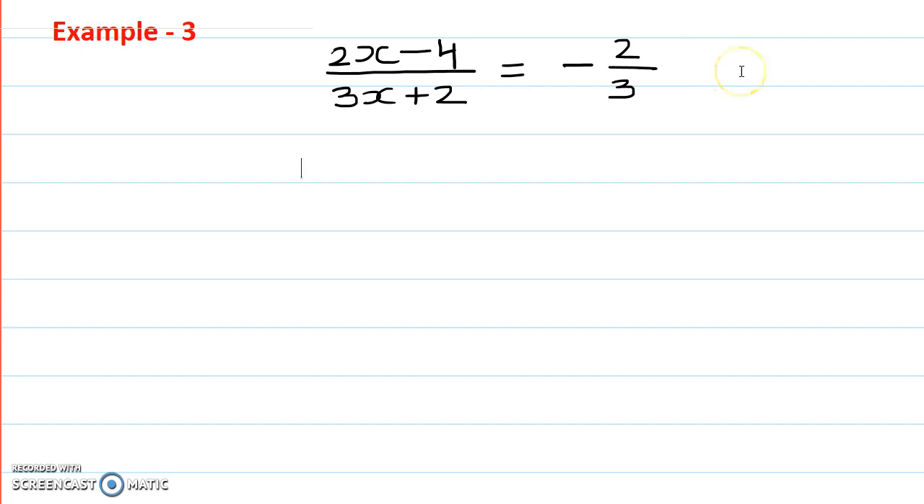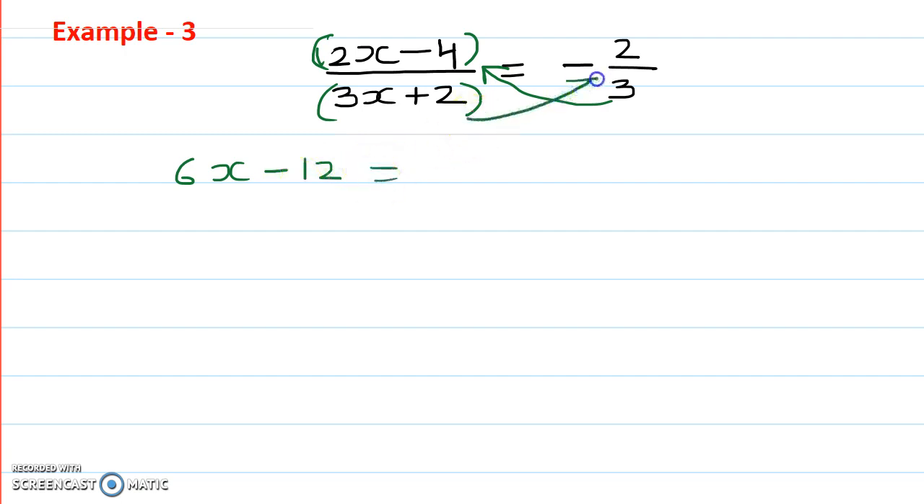Here it is, 2x minus 4 over 3x plus 2 minus 2 over 3. So first thing what we need to do, we'll put this in a bracket. Okay, that's fine. Now multiply by 3 here. So if you multiply by 3 here, it will be 3 times 2, that is 6x, 3 times 4, that is minus 12.